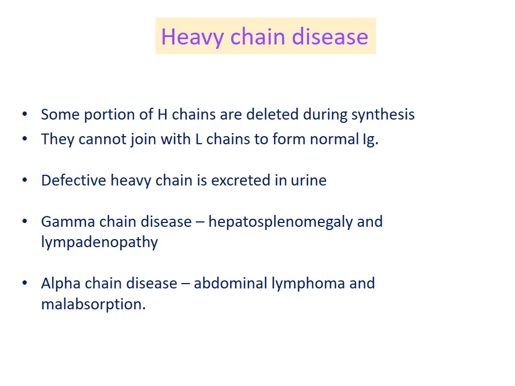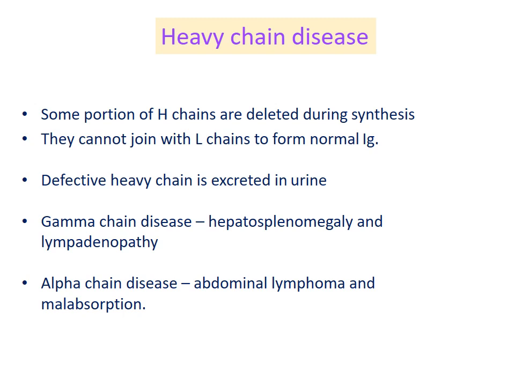Now, heavy chain disease. In case of heavy chain disease, what happens? Some portion of the H chain gets deleted during synthesis and cannot join with the light chain to form the normal immunoglobulin. Rather, it is excreted through the urine, and it may be gamma chain or alpha chain. In case of gamma chain, it causes hepatosplenomegaly, lymphadenopathy, etc. In case of alpha chain disease, it causes abdominal lymphoma, malabsorption syndrome. Okay, so light chain disease is called Bence-Jones proteinuria, which is an important one, and heavy chain disease is mainly composed of gamma chain disease or alpha chain disease.